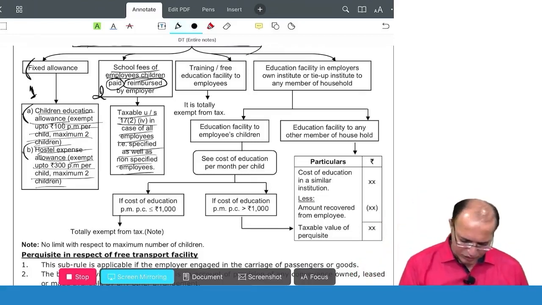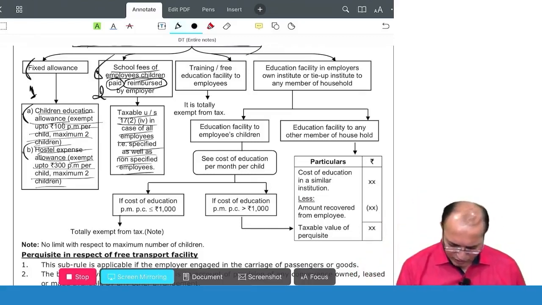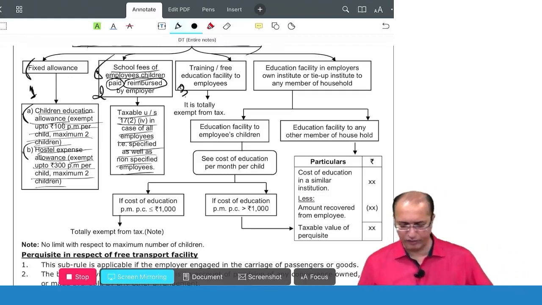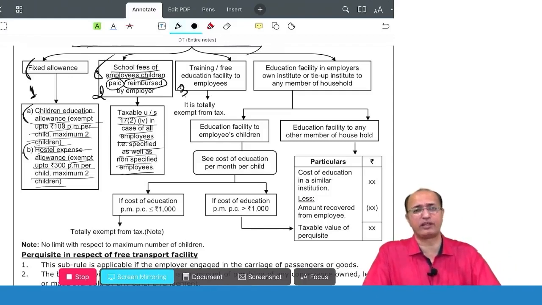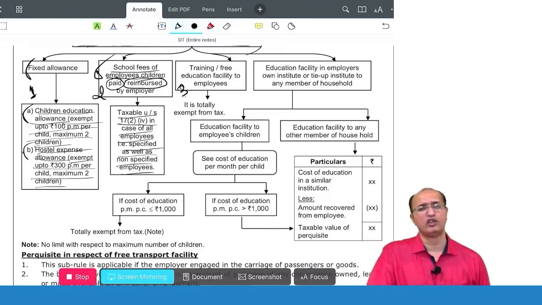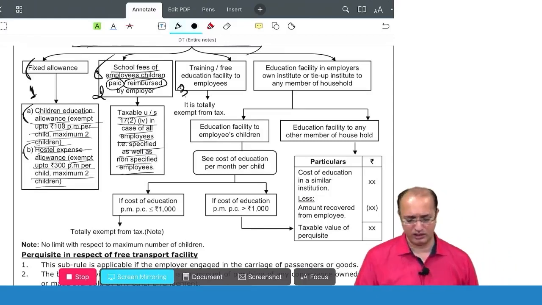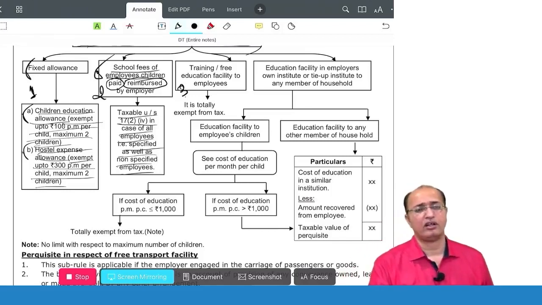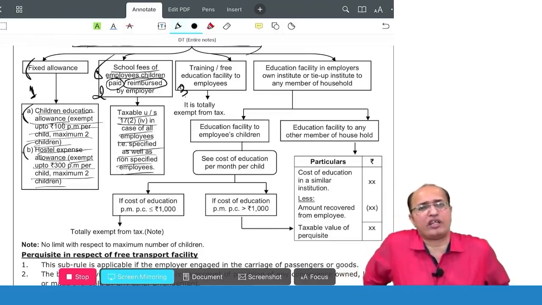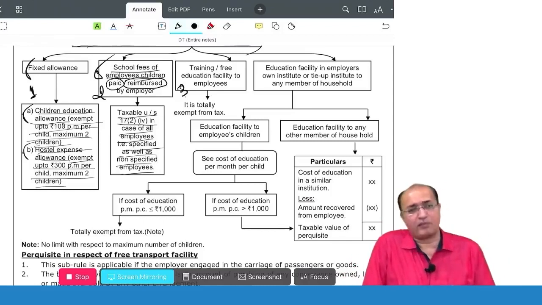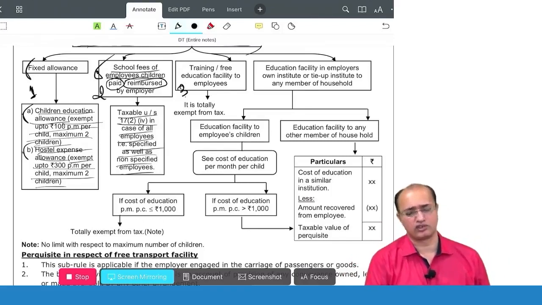So this part 2 is also over. Let's move on to part 3. Part 3, listen to me very carefully. For example, you have completed your chartered accountancy. Thereafter, you have joined a job with Infosys. You have joined an employment with Infosys.